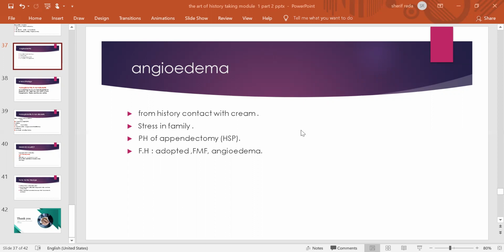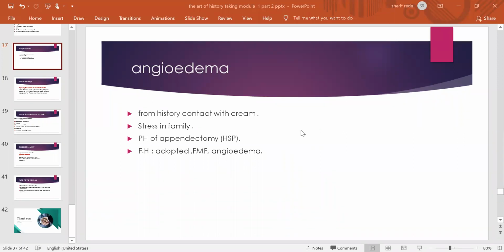She also gave a history of appendectomy in the past history, just to make you put more in the differential diagnosis. Why? Because patients with Henoch-Schönlein purpura also can have appendectomy and abdominal pain. Appendectomy secondary to abdominal pain, which might be undiagnosed at the start. Also from the family history, she was adopted. In another scenario, there was a history of familial Mediterranean fever, and there was also a history of angioedema. So different scenarios can come from this case.